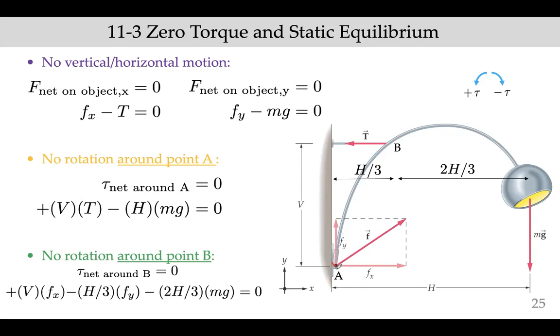Find the distance between the axis of rotation and the force. You can extend the force like this. Find the closest distance from the point to the extension of the force. So in this case, it's this distance, which is v.